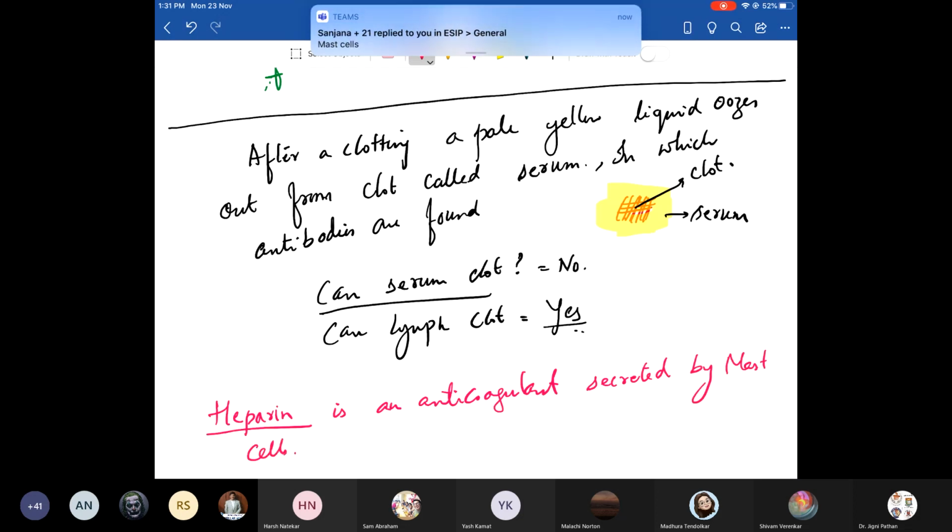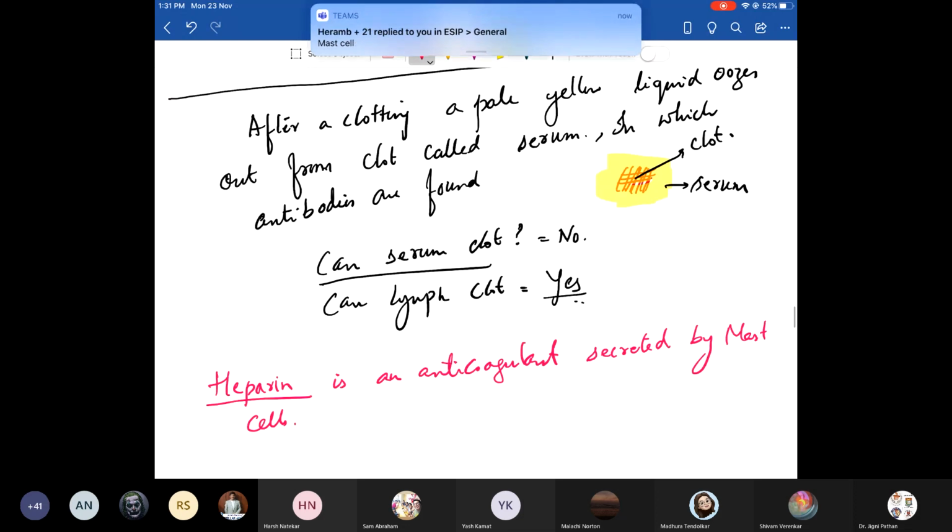Aditi, screen is frozen. Is this frozen to all?